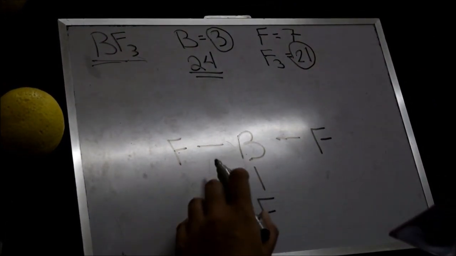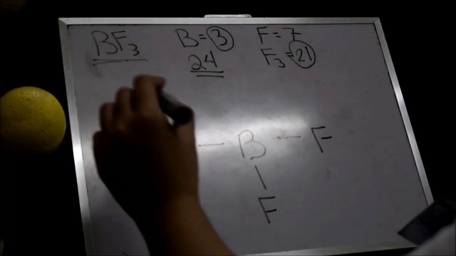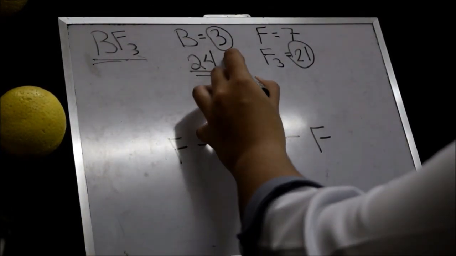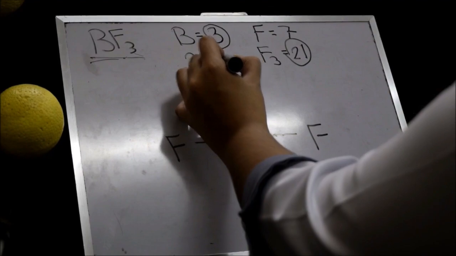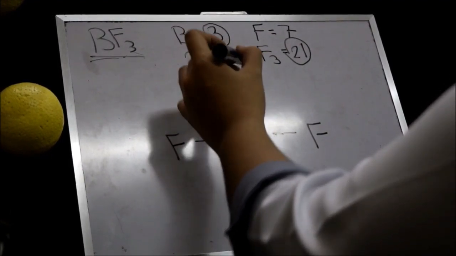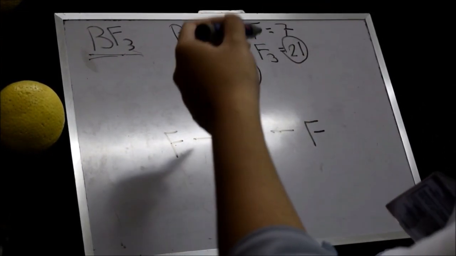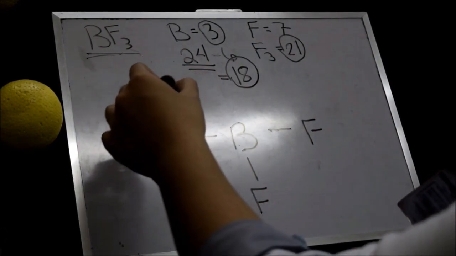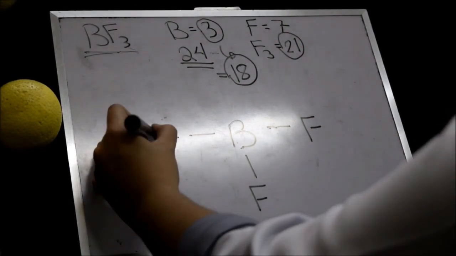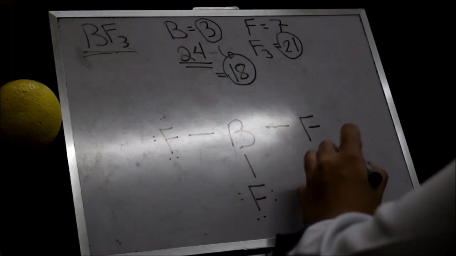Since each bond connects 2 electrons, we have a total of 2, 4, 6 used electrons, and these 6 electrons will be subtracted from the total valence electrons, which is 24. So 24 minus 6 is equal to 18. The remaining 18 valence electrons will then be distributed along the external atoms, which are the fluorine atoms. So we will be putting dots all around the fluorine atoms surrounding the boron.